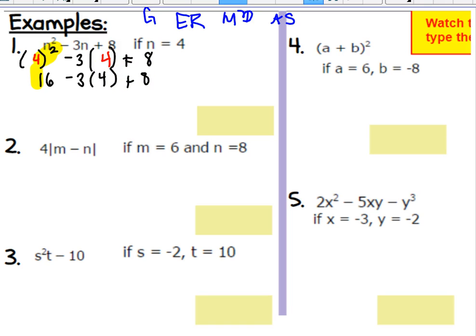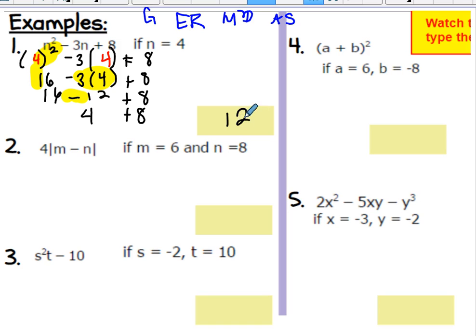I've done my exponents and roots. Next we'll do multiplication and division, and I see multiplication right here. Negative 3 times 4 is negative 12. And I'll bring down the rest. Next we have addition and subtraction, but the subtraction is farther left, so I'll do that. 16 take away 12 is 4, and then I'll bring down the plus 8. And if I add 4 and 8, I get 12.